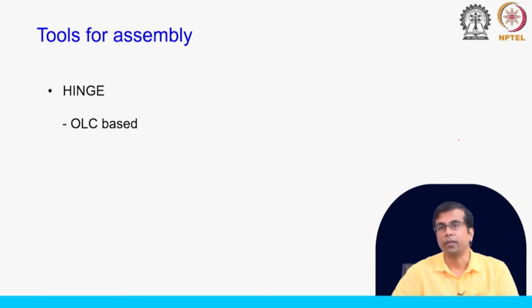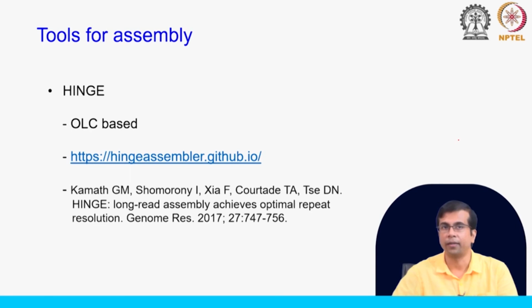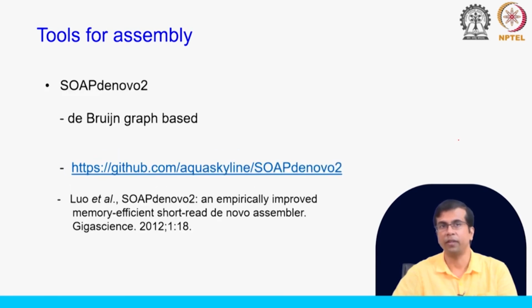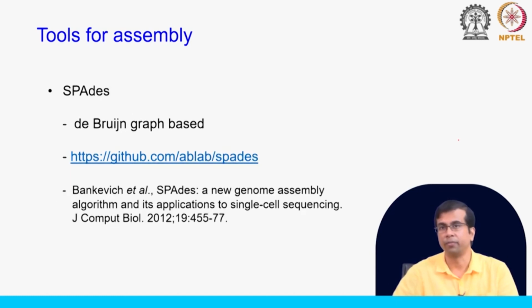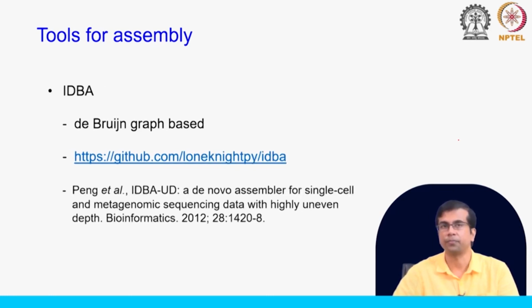Here is another tool called Hinge. This is a Wells based approach, and here is the link and the reference paper. And similarly, you have other sets of tools that are based on De Bruijn graph assembly. One is SOAP de novo version 2. Then you have SPAdes. Again, this is a De Bruijn graph based assembly method.